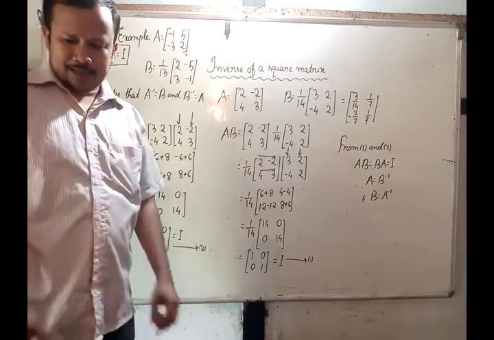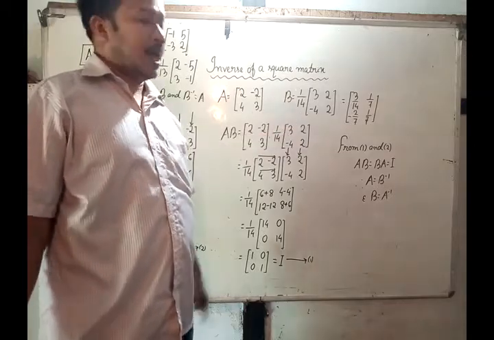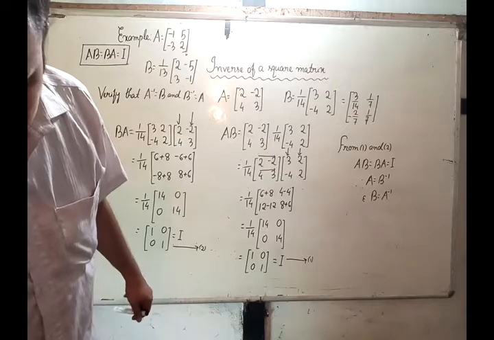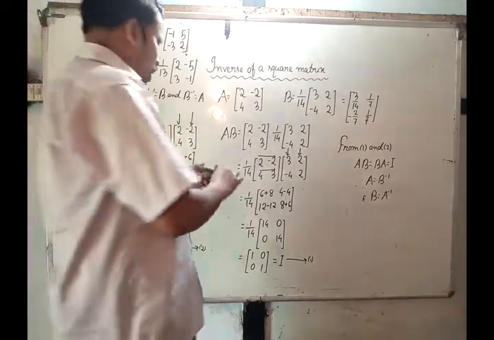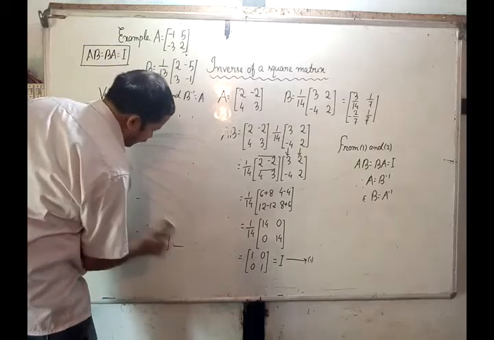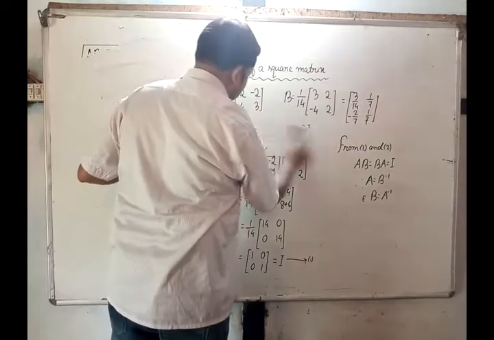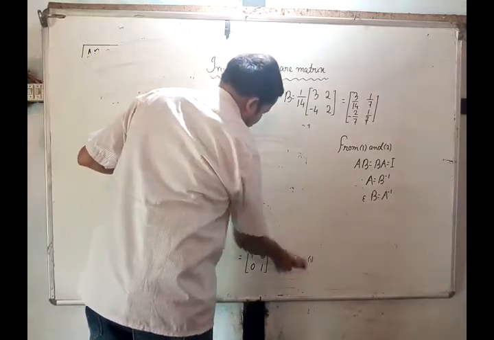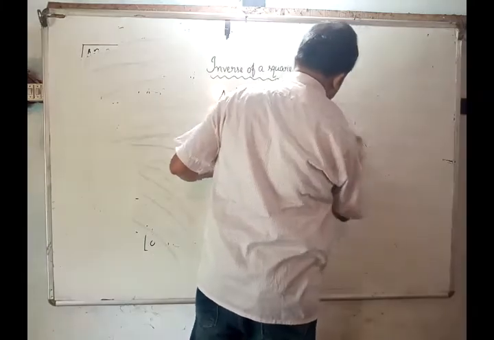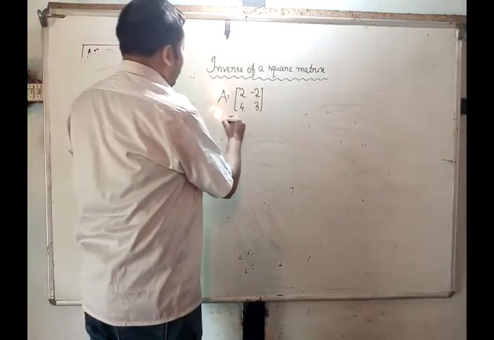Now the question is that two matrices A and B are given, and we verify whether AB equals BA equals I. But if only a square matrix is given, suppose we are given the square matrix A equal to 2 minus 2 4 3. Our first question: find A inverse.